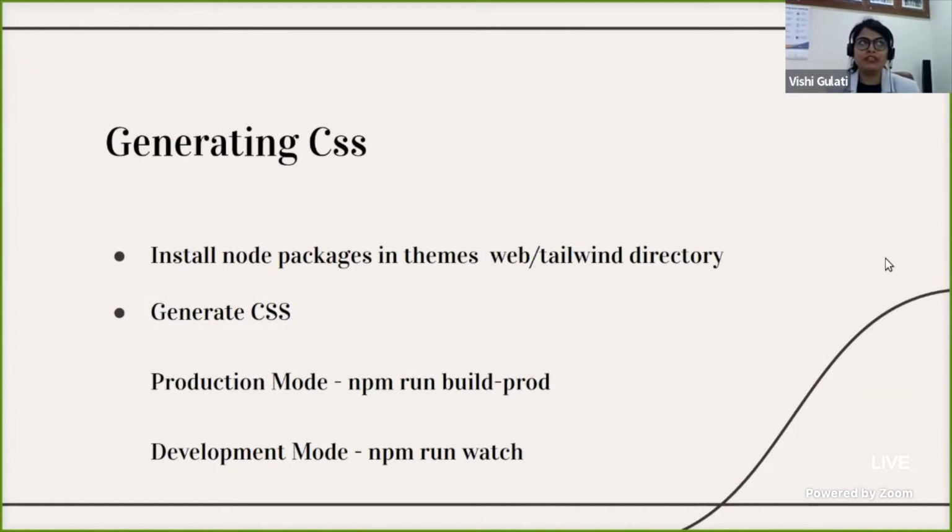Now I hope you all are aware of Tailwind purging. Let's see how we generate CSS. To generate CSS, there was a web folder in your theme. Under that, there was a folder of Tailwind. In that, you need to install the node packages. And then on the basis of your Magento mode, you need to generate the CSS with these commands. If you are in production mode, then you need to run npm run build prod. If you are in development mode, then you need to run npm run watch. And that's it. All is done.